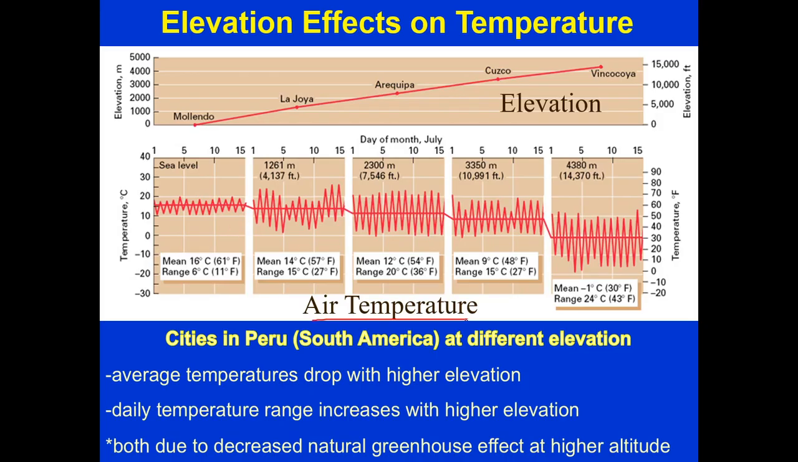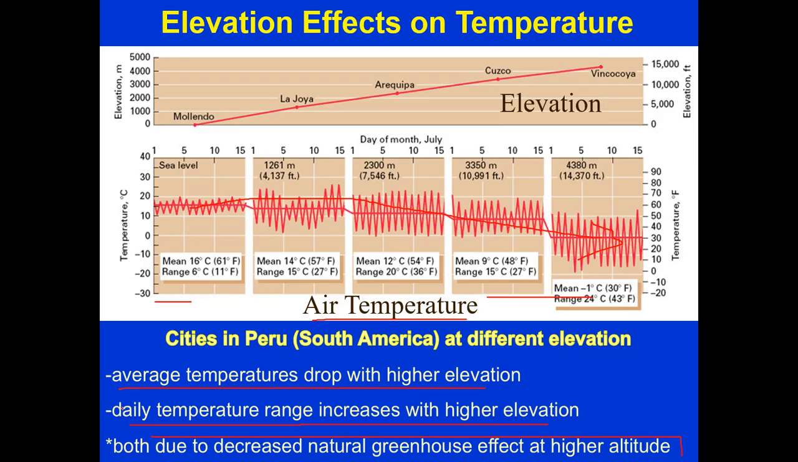So here's air temperature. As you go from left to right, we get higher and higher in elevation. You can see that as we go higher in elevation, average temperature goes down, okay? So again, that's due to the higher elevation. The daily temperature ranges increase, notice that, and also they're due to less greenhouse gas effects, okay?